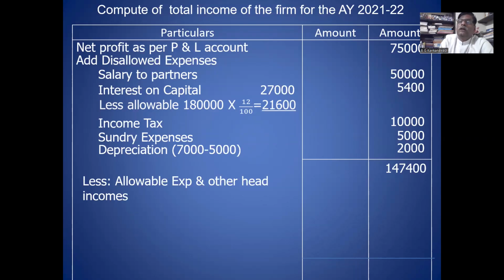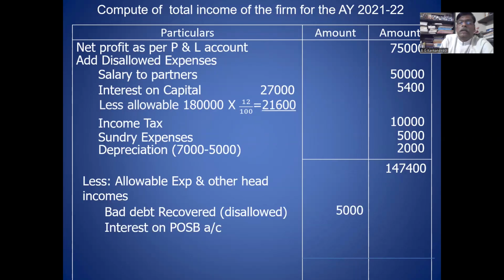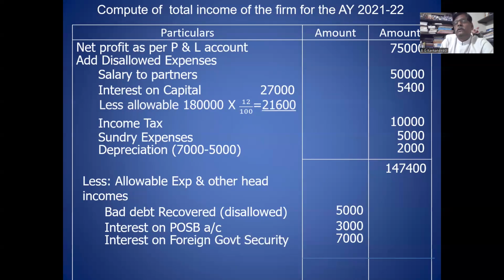This total is the net profit and disallowed expenses. Less allowable expenses and other head incomes. First is bad debt recovered disallowed, 5,000. Second is interest on post office SB, 3,000. Third is interest on foreign government security, 7,000. These are the three items. So total is 15,000. You deduct 15,000. Whatever balance remains is called book profit. 1,32,400 is the book profit.